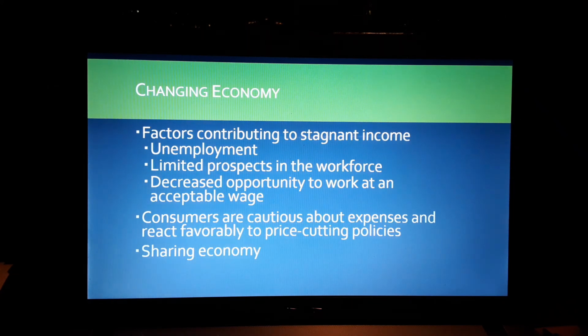So consumers tend to be cautious about expenses, so they really respond favorably to price-cutting policies. Anyone who's gone through a recession or an economic downturn or a layoff might respond differently to purchases than other people. And also this idea of the sharing economy, Uber, Lyft, the bike sharers, those kinds of things also influence the economy. It's particularly popular with younger generations. This idea that people might not buy one thing for themselves, but instead share it with other people, is also going to contribute to marketers and their approach.